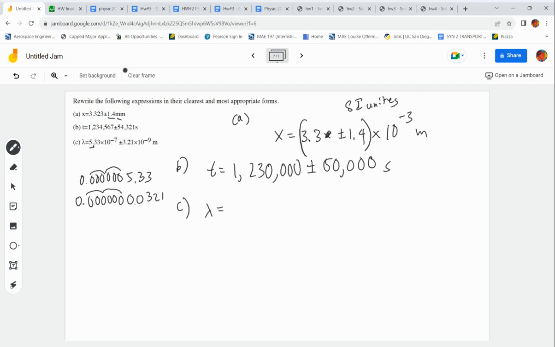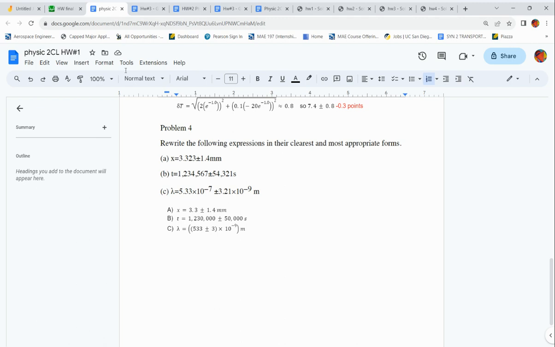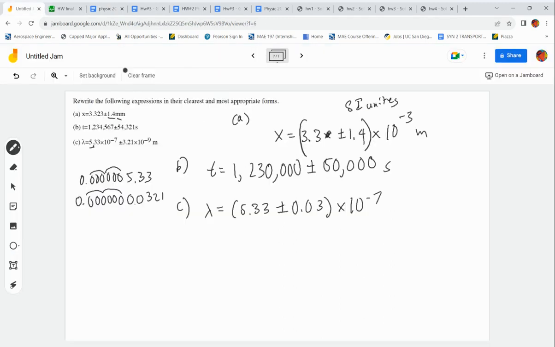So it's 5.33 plus or minus 0.03 x 10 to the negative 7. That's how I would do it. I did the opposite way. Okay, so I did that. You can see that both ways. Both ways would be correct.